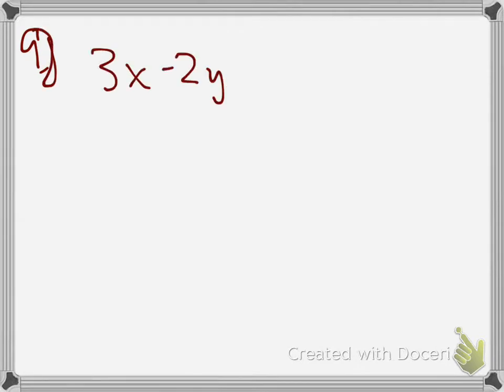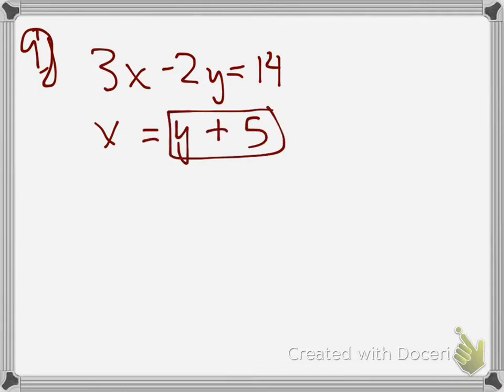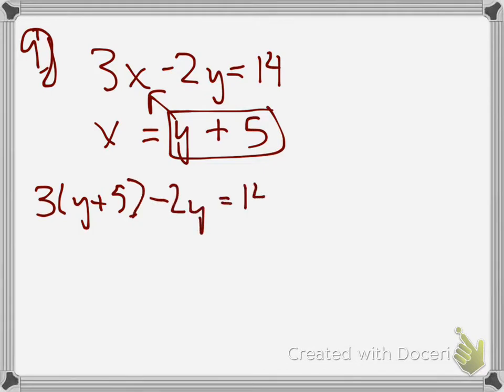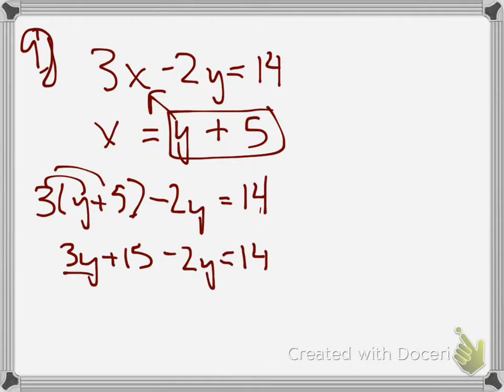3x minus 2y is equal to 14. So here's me being a little bit tricky. Notice here that this is saying x equals. So I'm going to put this right here in place of the x and say 3 times y plus 5 minus 2y equals 14. Multiply, you get 3y plus 15 minus 2y is equal to 14. Combining like terms, 3 minus 2 is 1y plus 15 is equal to 14.